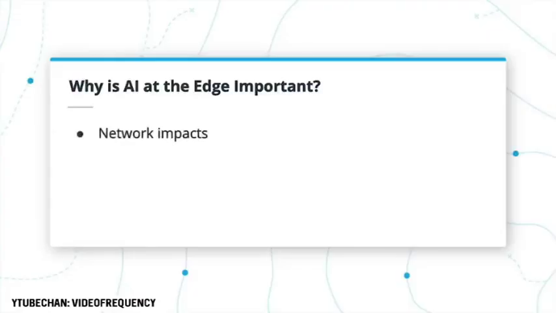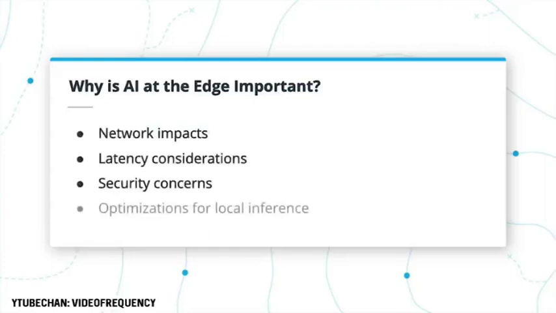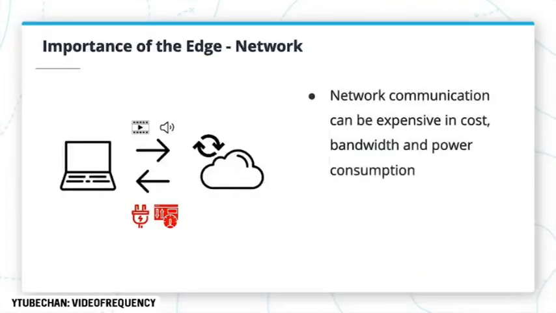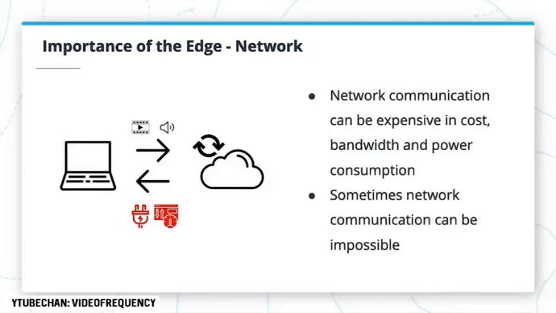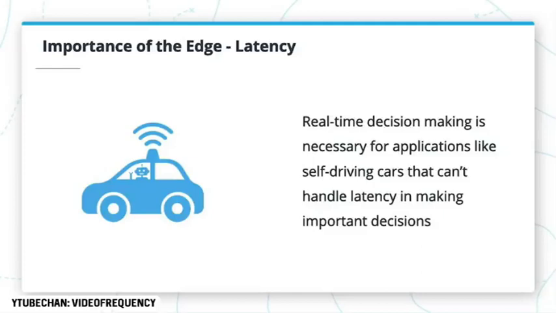Now that you know a little bit about what AI at the edge is, let's consider what makes it so important. We'll look at areas like how network impacts, latency considerations, security concerns, and optimizations for local inference make the edge important. Network communication can be expensive, such as in cost, bandwidth, or power consumption, and sometimes even impossible. Streaming video and audio information in particular to the cloud for processing is especially data intensive. Real-time processing is necessary for applications like self-driving cars that cannot handle latency in making important decisions.